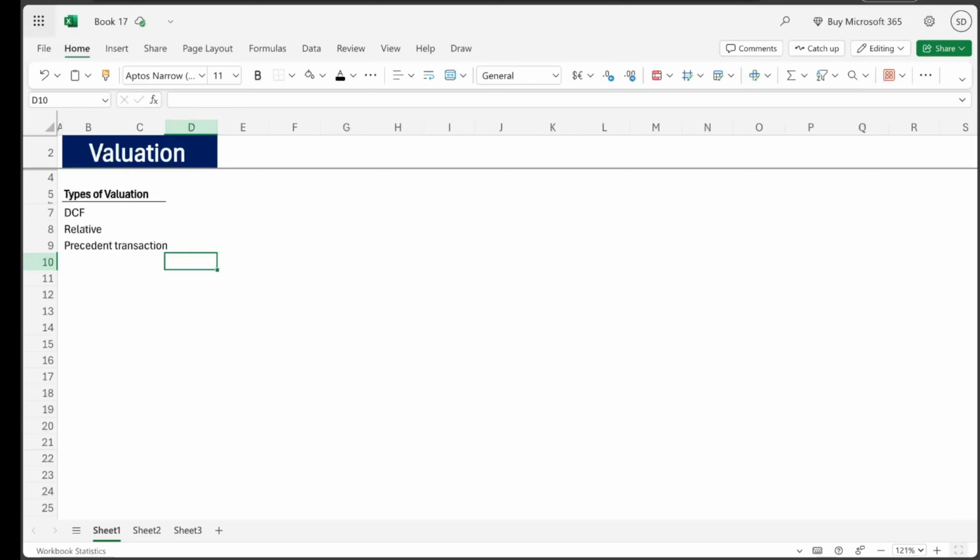Let's get started. Valuation is figuring out how much something is worth. It looks at how much money it's making now and how much money it could make in the future. Think of it as putting a price tag on a business or an asset based on its earning potential.